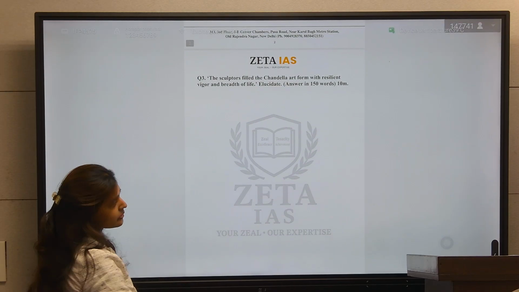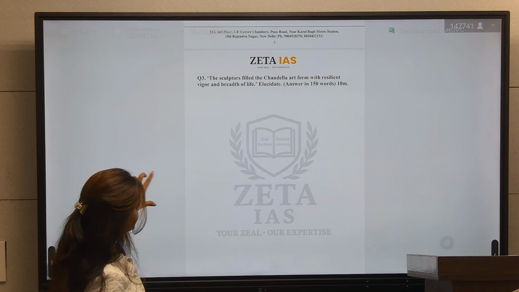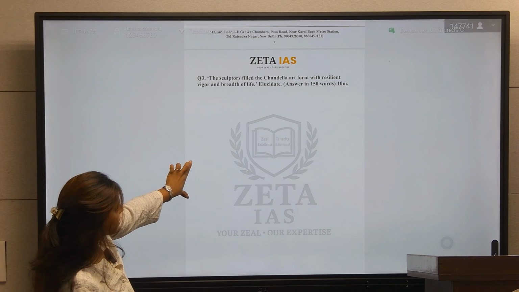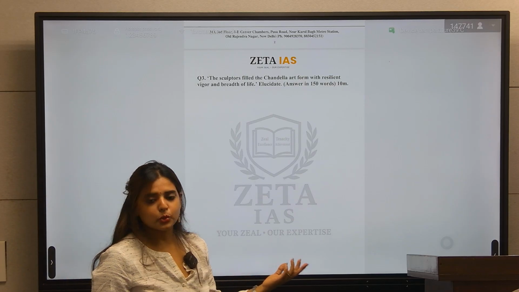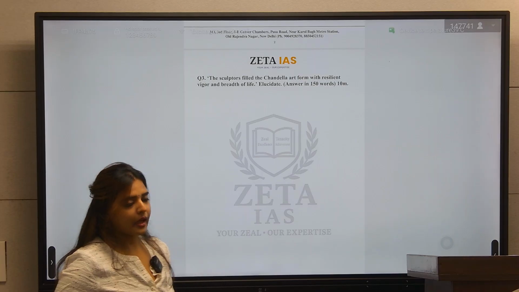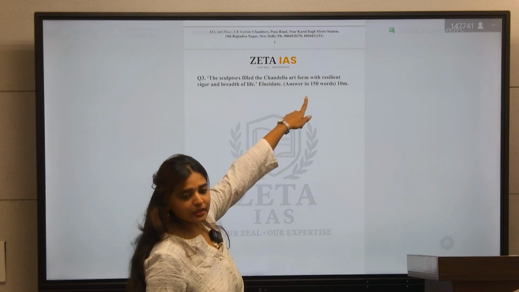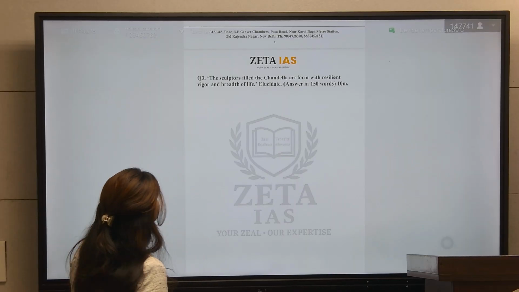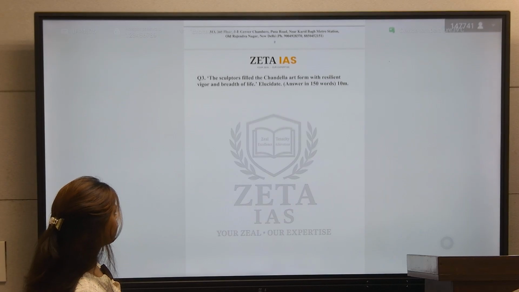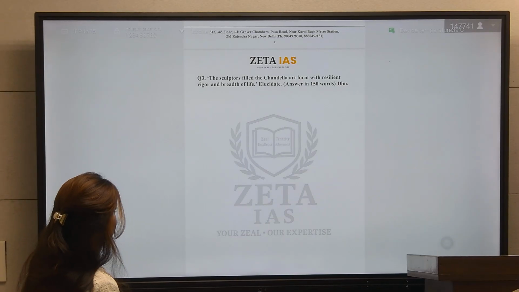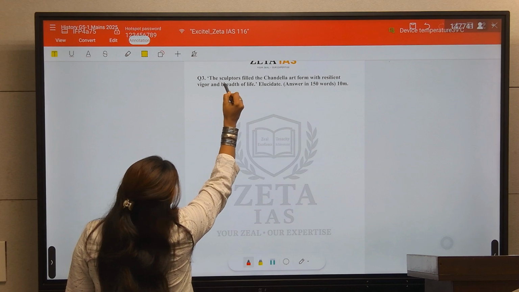This is another question of early medieval history, and this is not an easy one. As you can see, previously a lot of questions have been asked about Cholas, Pallavas, and now this time they have asked about the Chandela art form, Chandela rulers. The sculptors fill the Chandela art form with resilient vigor and breadth of life. Elucidate.